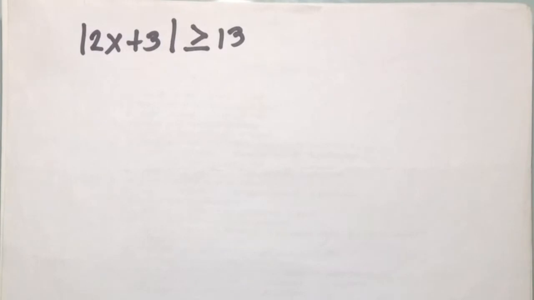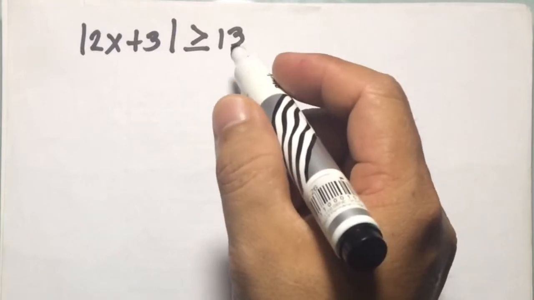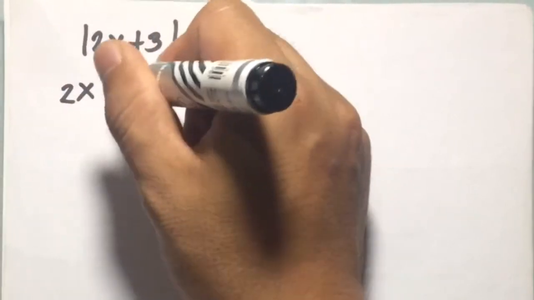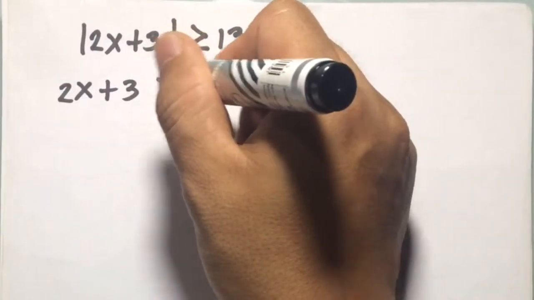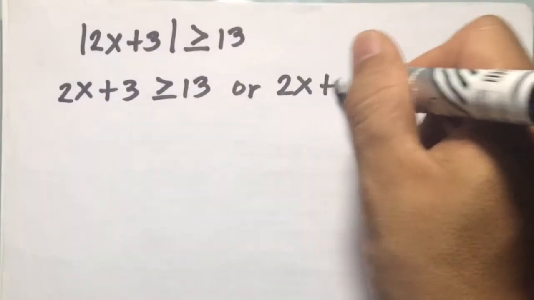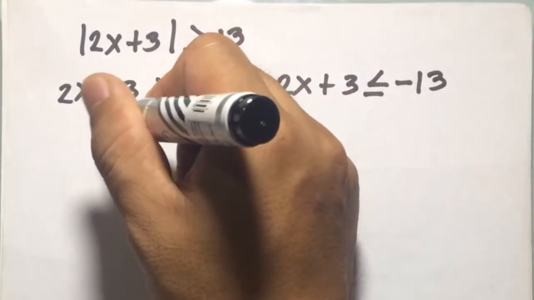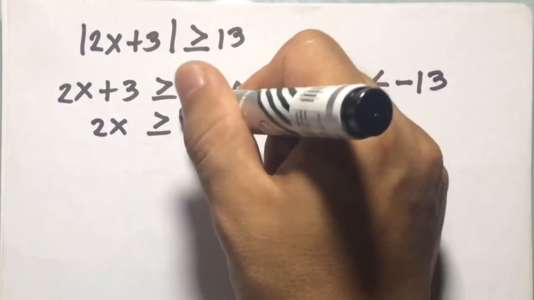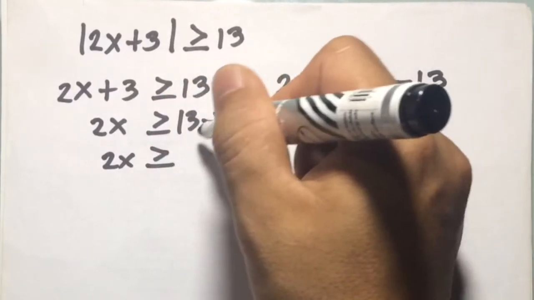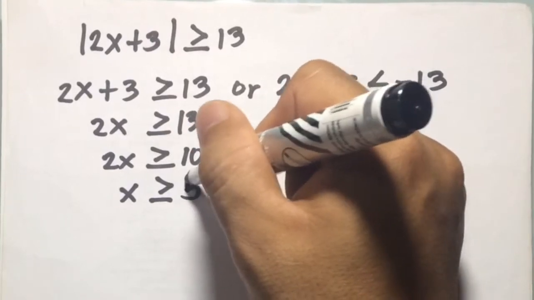Another example, absolute value of 2x plus 3 greater than or equal to 13. So we're going to set up two separate inequalities. So we're going to have here 2x plus 3 is greater than or equal to 13, or we can have 2x plus 3 that is lesser than or equal to negative 13. Then 2x is greater than or equal to 13 minus 3. So 2x here is greater than or equal to 10. x here is greater than or equal to 5.